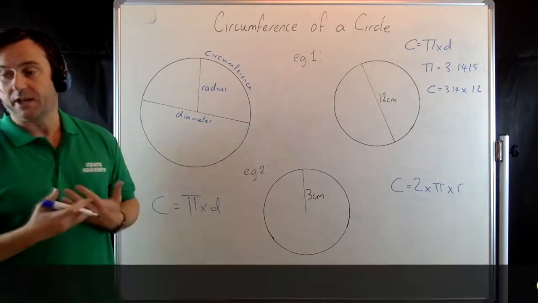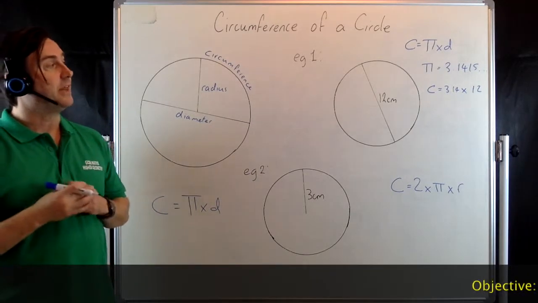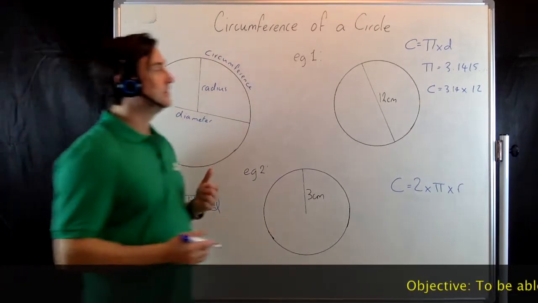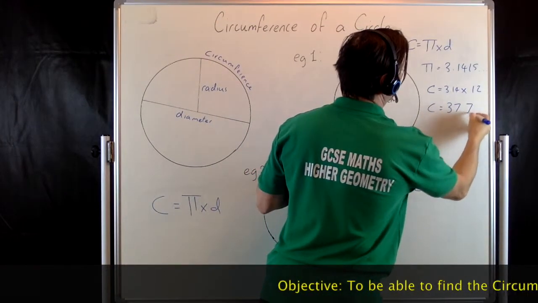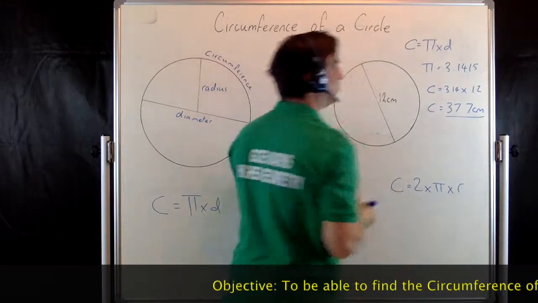that gives us our answer of 37.699, sorry. Now that can be rounded to 37.7 centimetres to one decimal place.